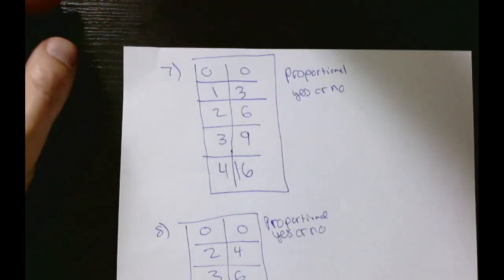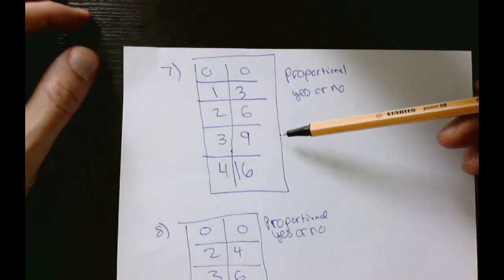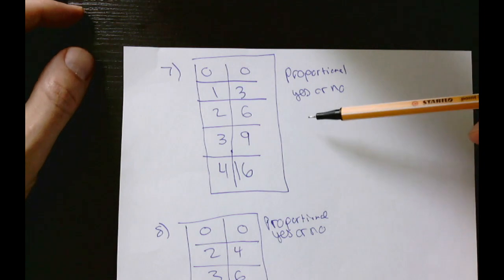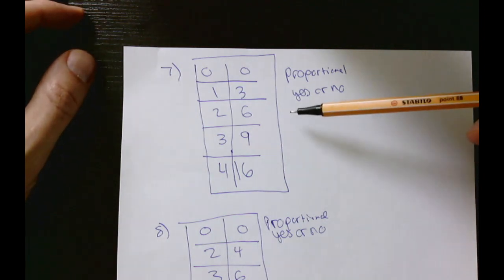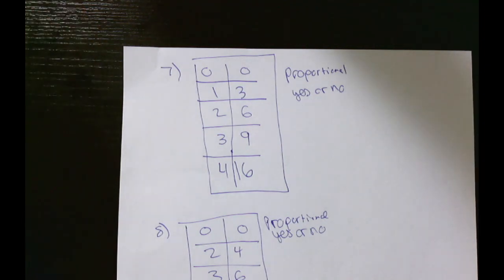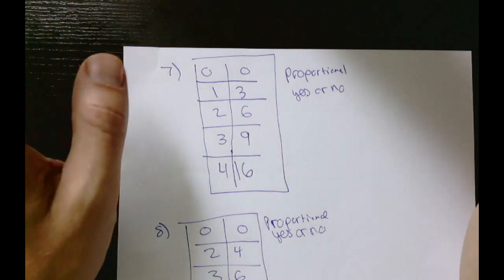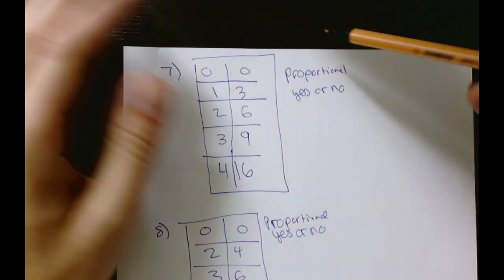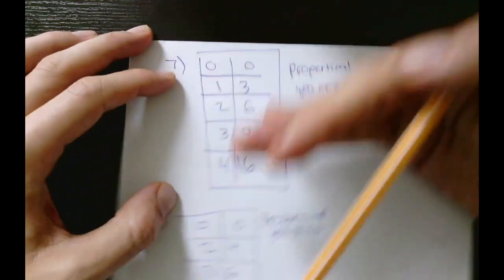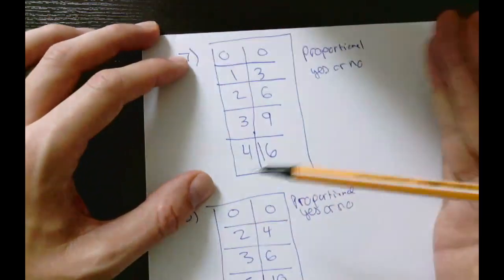Let's continue with number 7. The question says, are these proportional? There's a couple different ways to tell whether a table is proportional, and you may see on your test this table that instead of running up and down, it might run side to side.